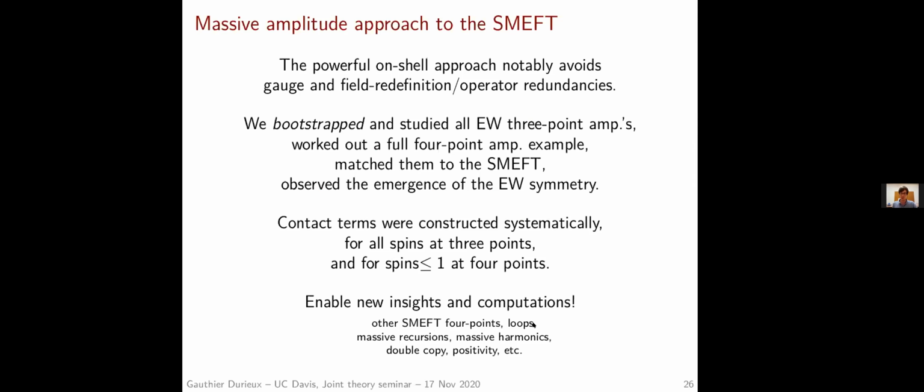Maybe go in and compute loops, although it remains to be seen whether it's easier to do in this massive spinor formalism than in the usual Lagrangian formalism. One could think about trying to achieve a recursion relation for massive amplitudes, or do something called harmonics that was done for enumerating massless amplitudes, and port that kind of reasoning to the massive case, although it's not obvious how that could work out. Maybe one could think about double copying massive amplitudes, or examining positivity constraints, which maybe have a simpler form or can be derived more easily in this on-shell formalism. With this, I'll end, and thank you for your attention.